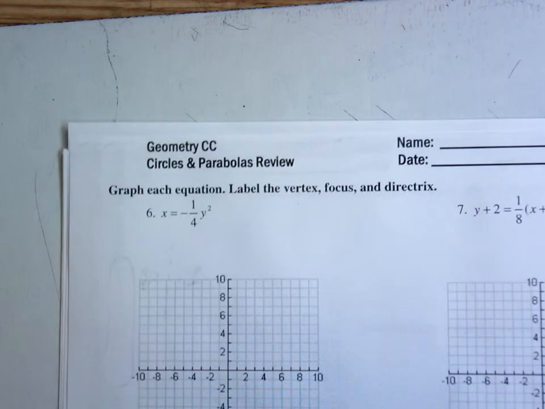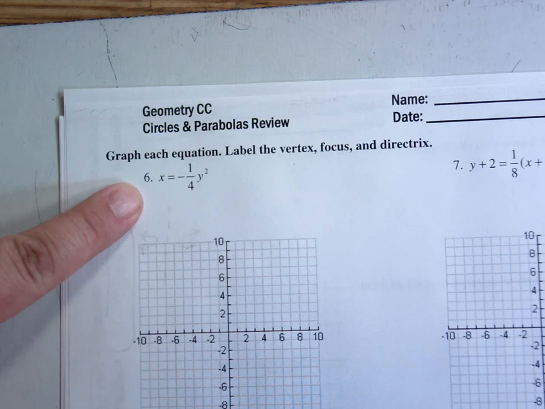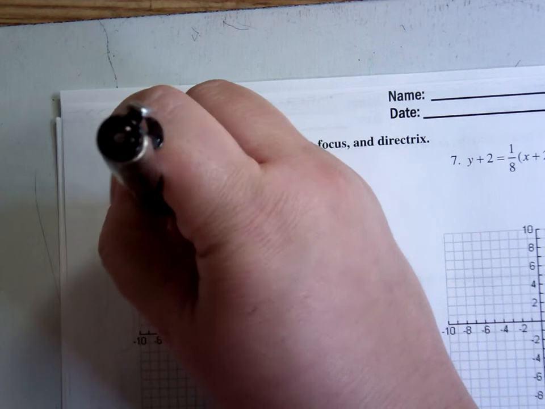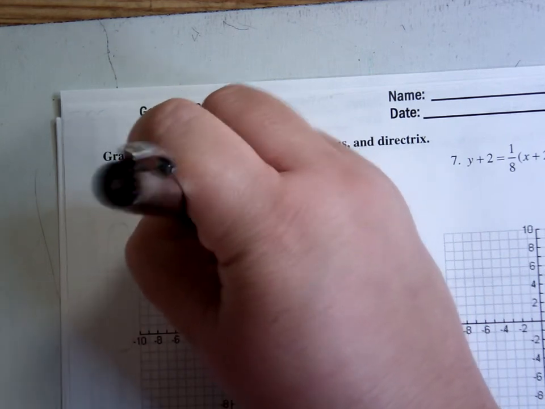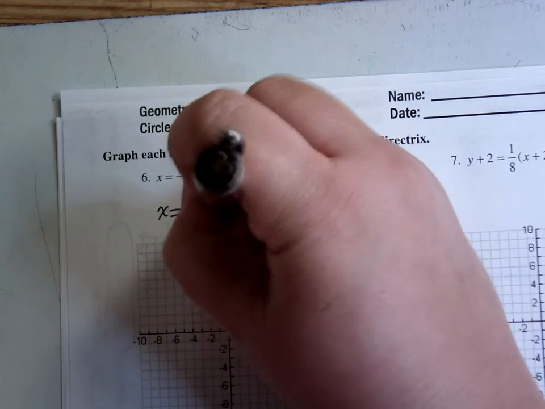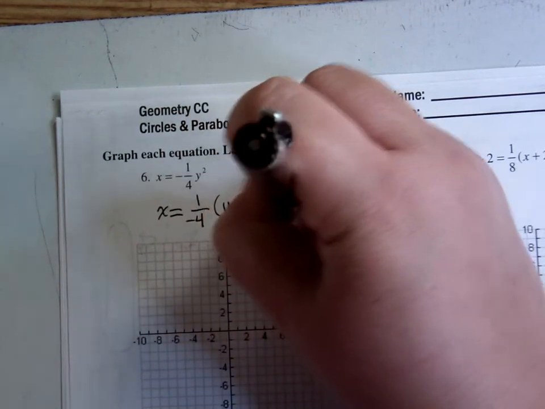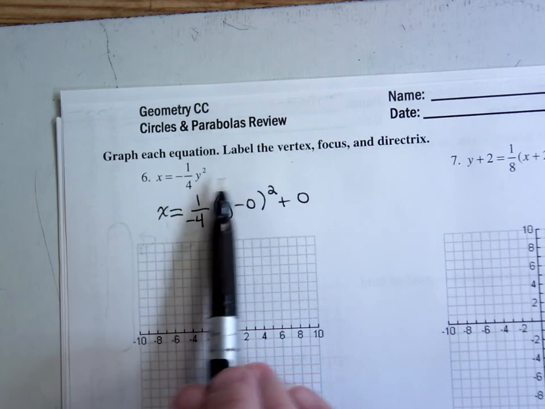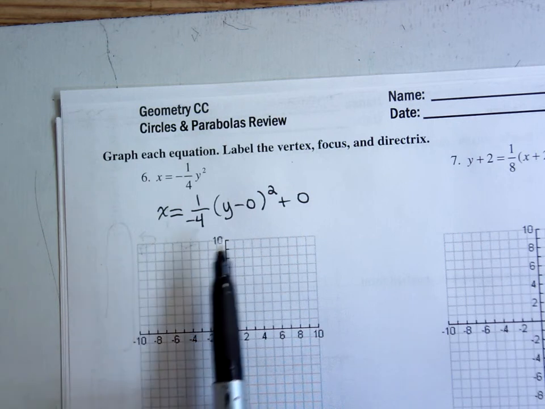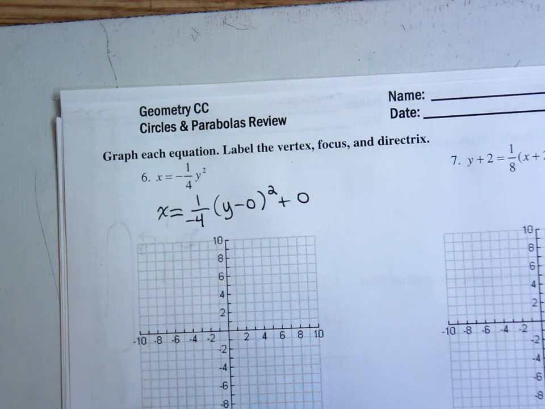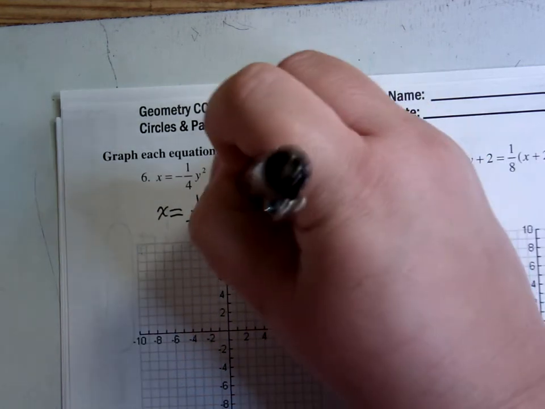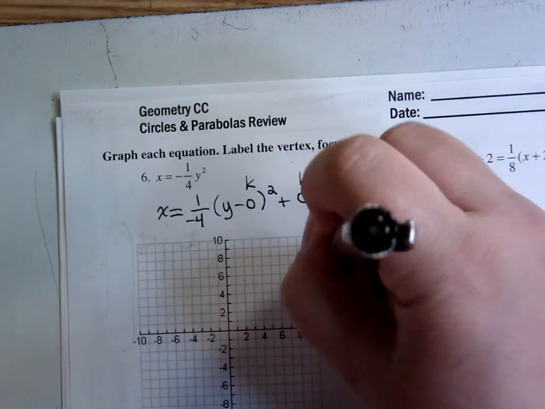All right, so graph each equation, labeling the vertex, focus, and directrix. The first thing you have to be able to do is compare this to that standard form of the equation to see what you've got. So this is basically saying x equals 1 over negative 4 times (y minus 0) squared plus 0, because there's nothing added either inside the squaring part or outside the squared part. So (0, 0) is the vertex. That's my H and my K. Remember, H is out here for this one and K is in there. So the vertex is at (0, 0).